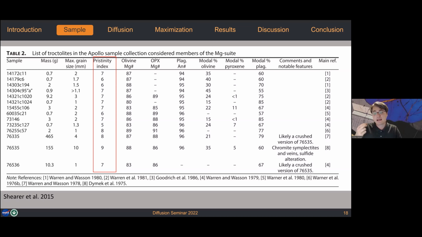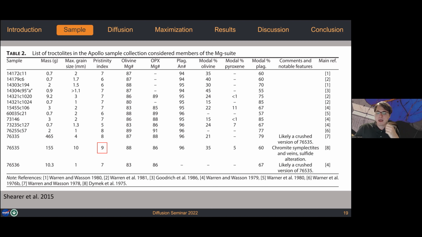And though this causes a physical effect on the rocks, such as the fact that most Apollo samples are actually impact breccias, it also has a chemical effect, which would interfere with any sort of thermal studies. But troctolite 76535 has the highest pristinity index, an almost perfect 9. It is barely impact modified. And that has made it, as it is the most pristine troctolite and one of the most pristine samples returned from the moon at all, one of the most intensively studied lunar samples.